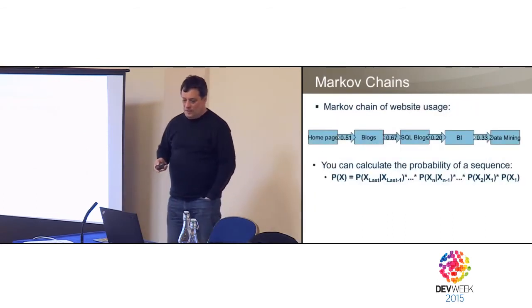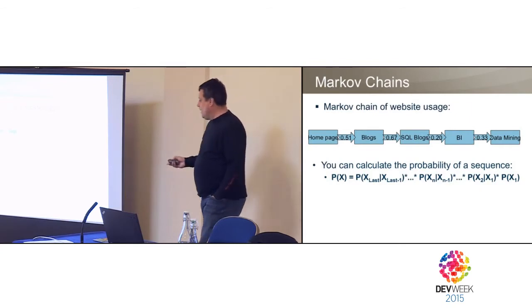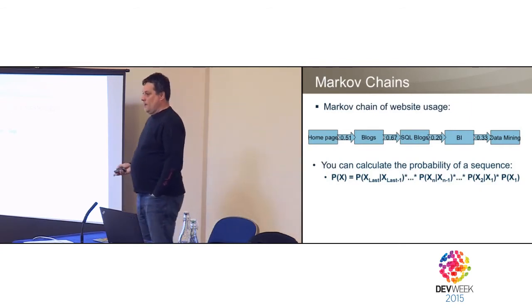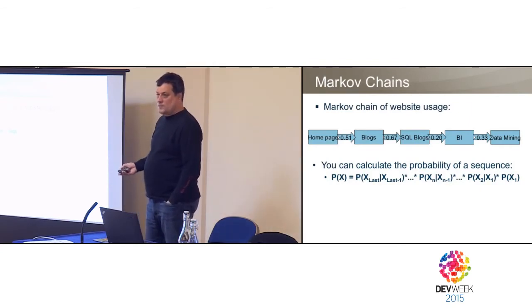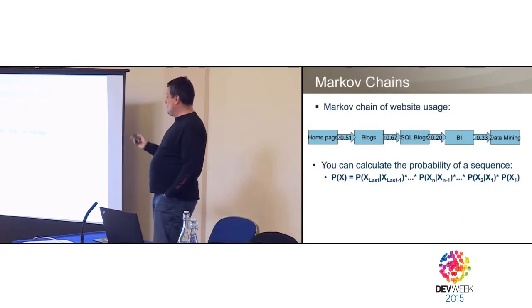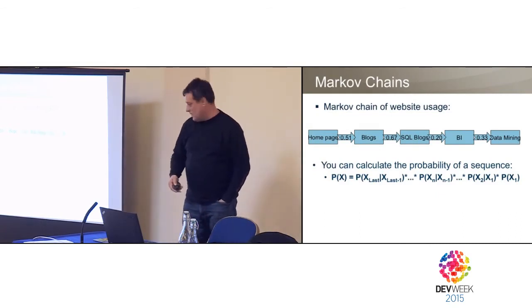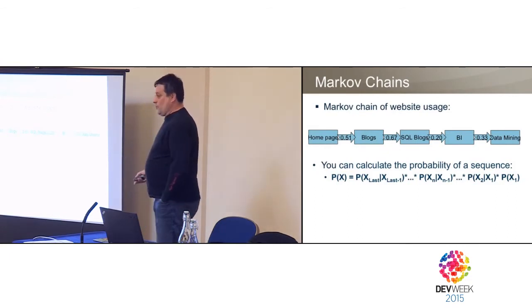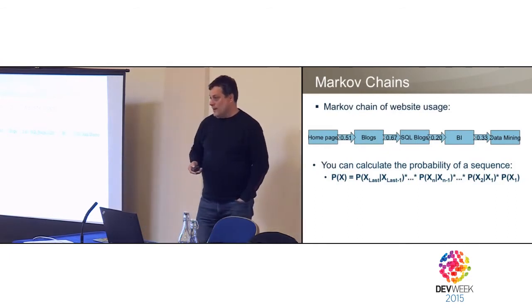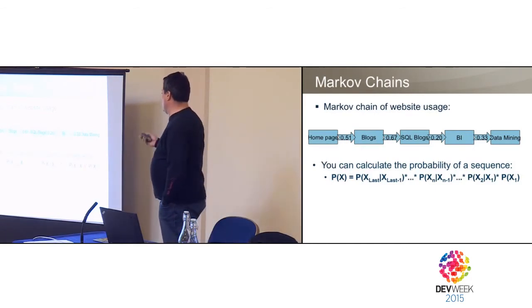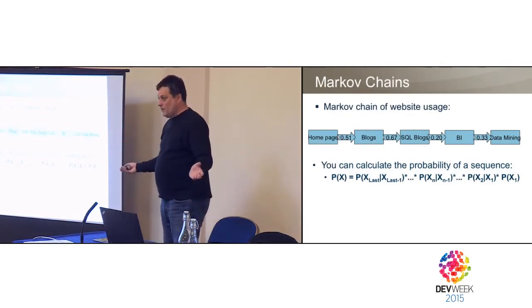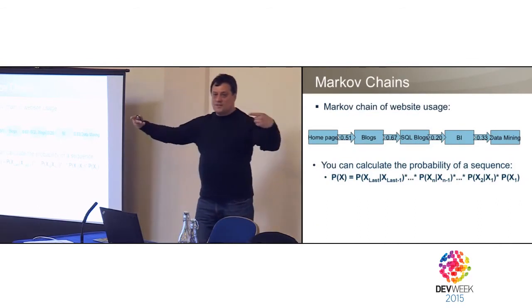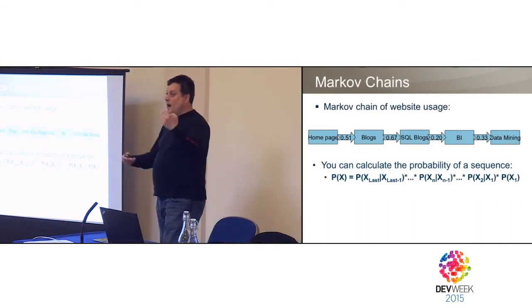So let's say website usage. From the homepage of your company, in more than 50% of cases, people go to blogs. And then when they go to blogs, they go to SQL blogs. And from SQL blogs, they go to BI. And one third of those who read BI blogs go to data mining. Now I can calculate the probability of the complete sequence. And the sequences with the highest probability are my models.